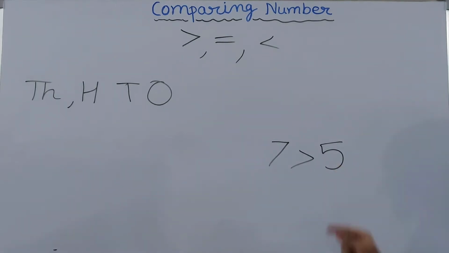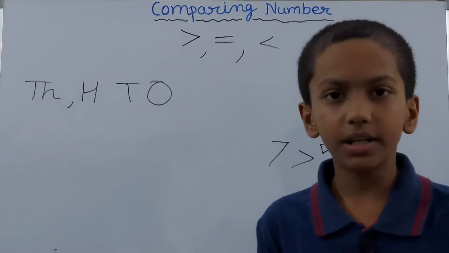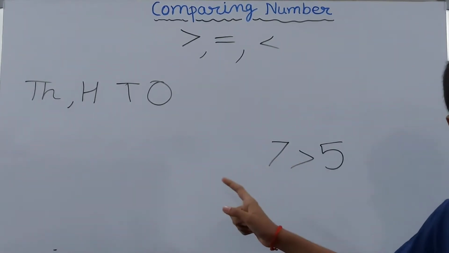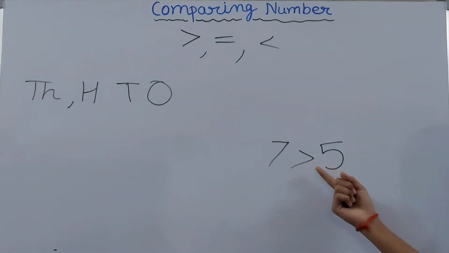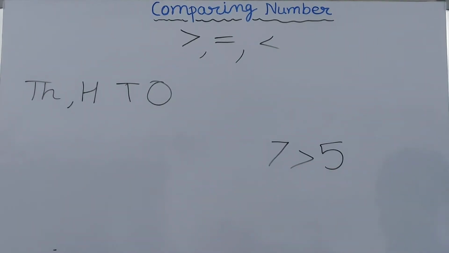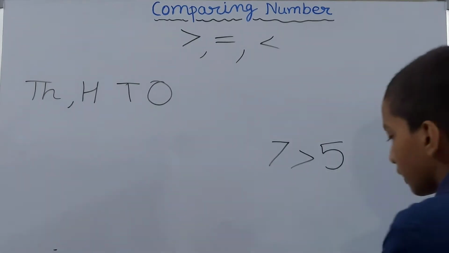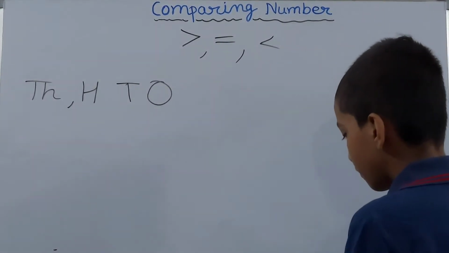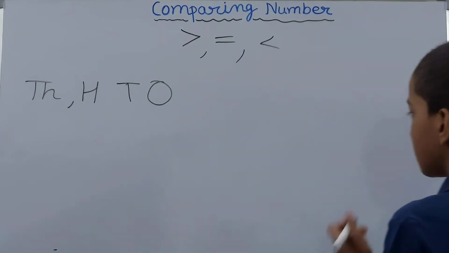Whenever your number is bigger, the open side should face towards your bigger number and the closed side should face towards the small number. Here you can see the open side is facing towards 7 and the closed side is facing towards 5. This is correct. Now let's see some more quick examples, then we will see how to do it with some big numbers.